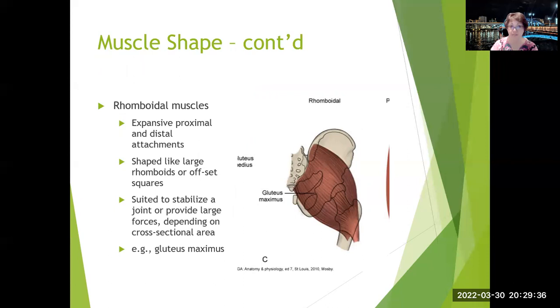Rhomboidal muscles have expansive proximal and distal attachments. So they're shaped like large rhomboids, which are offset squares, and they're suited to stabilize a joint, like a large rhomboid muscle like the gluteus maximus to stabilize a large joint like the hip. And its large forces depend on its cross-sectional area. So if you've been doing your deadlifts and you've got a good cross-sectional area, then you can really stabilize a large joint there. Gluteus maximus is our classic rhomboidal muscle. Another rhomboidal muscle, strangely enough, are the rhomboids for scapular retraction. So a lot of times they're thin, they don't have a big cross-sectional area, but they're doing a different sort of stabilization.